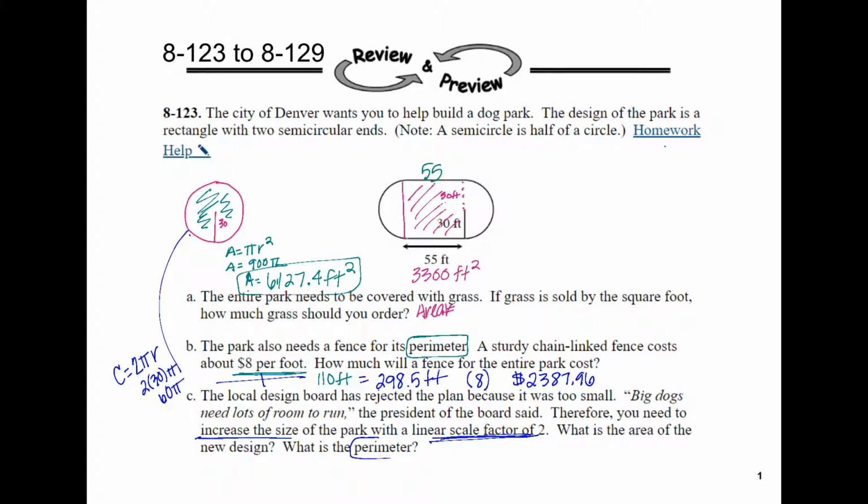So remember, perimeter was talking about one dimension. So if they told us our linear scale factor is 2, we could take the perimeter that we found above. So the perimeter of our park was 298.5, and we could simply multiply that by our scale factor of 2, which would tell us that the perimeter is twice as long, so 597 units.